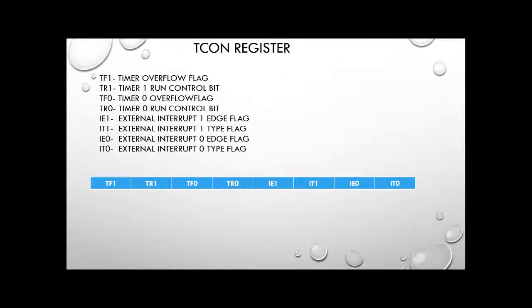The other control register is the TCON register, whose lower nibbles are related to the interrupts, while the higher nibbles are related to the timers. Let's discuss the higher nibbles first. The TF1 bit is set to 1 when the overflow occurs. The TR1 bit is used to start or stop the timer. Its value must be 1 if the timer is to be used. The other bits are meant for external interrupts, where IT1 is the external interrupt level type flag, while IE1 is the external interrupt edge type flag.